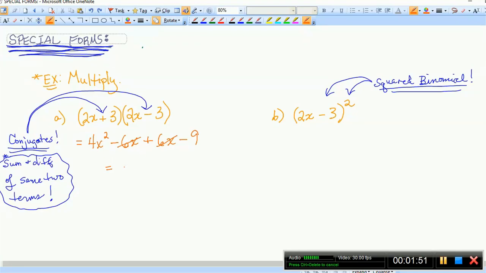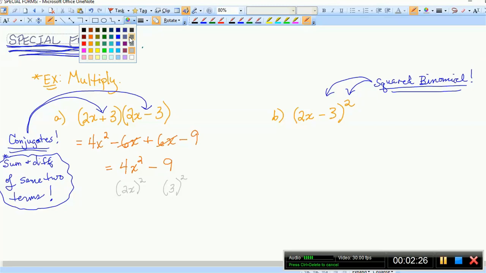Okay, and what we end up with would be 4x squared, which is a perfect square in itself, right? And we end up with subtraction of another perfect square. So here you go. Catch my drift here. This is 2x being squared, right? And the 9 would be a 3 being squared. If you're not recognizing perfect squares yet, you need to practice that, okay? So perfect squares, remember this also.